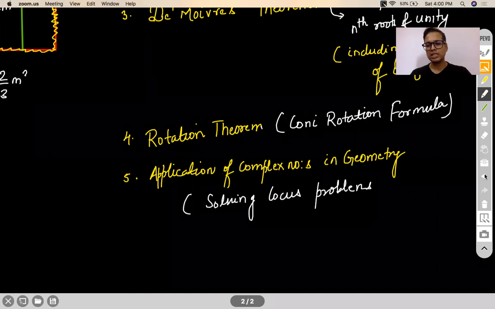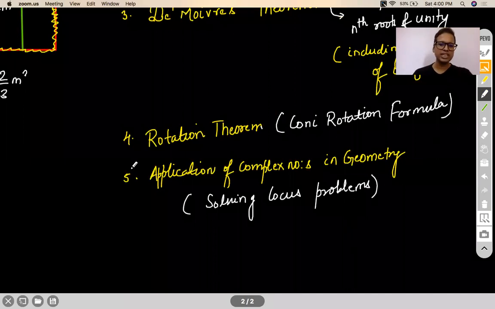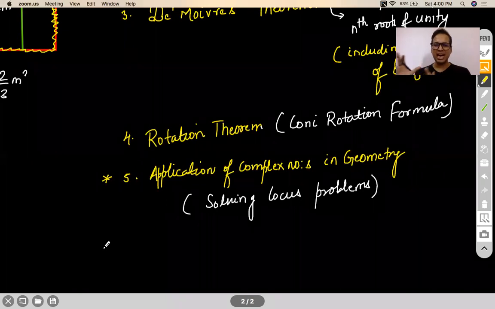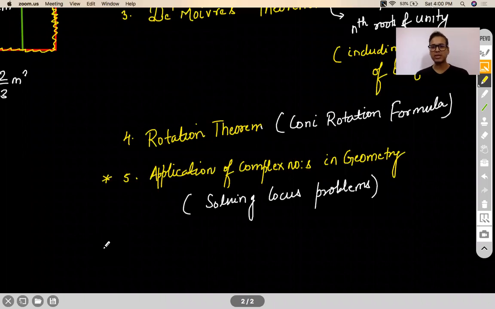The last part that I have written for you is a favorite of JEE. JEE loves this like anything. They want you to understand all the operations that you are going to come across in complex numbers through the idea of locus. Locus is also a subject matter of coordinate geometry, right? So you would understand how important locus becomes overall for you.